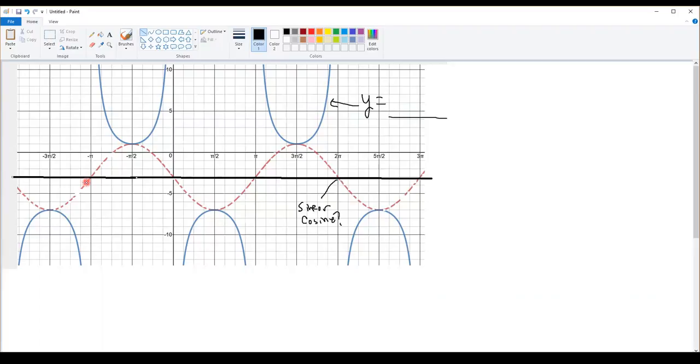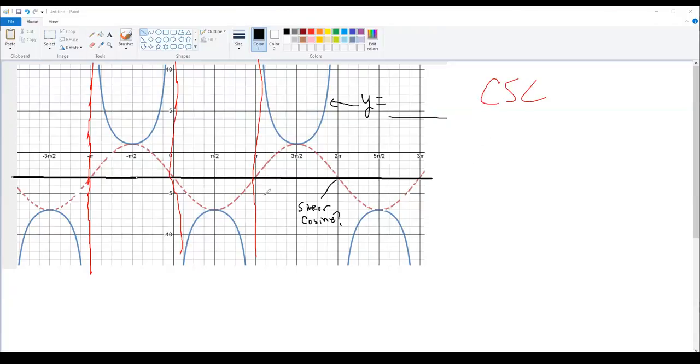So if I come here and get some other ink going, hopefully this is red. I'm seeing vertical asymptotes here, here, and another vertical asymptote here. So I'm thinking that this is a cosecant graph.